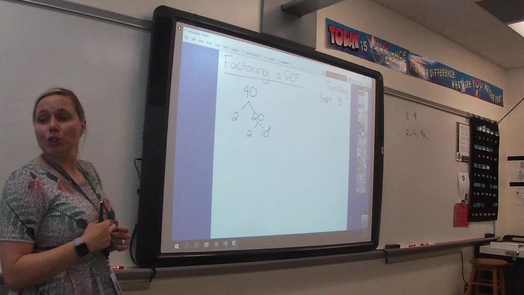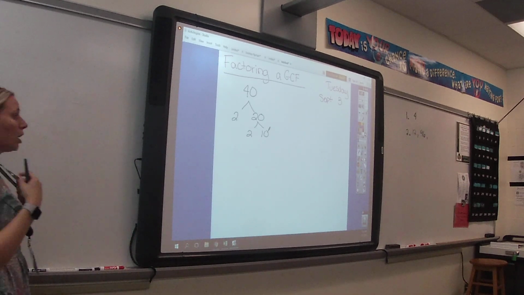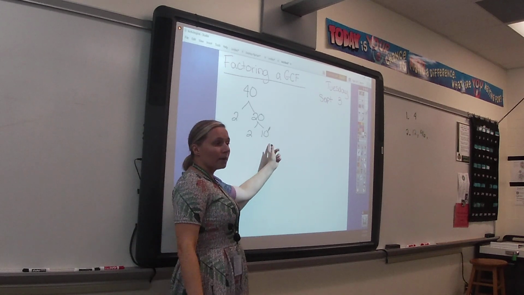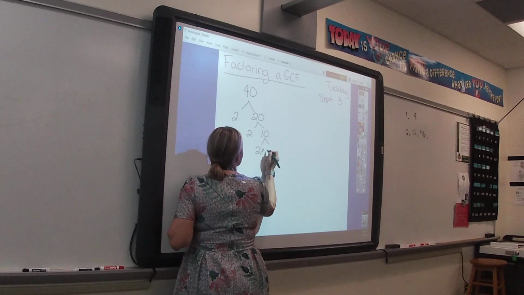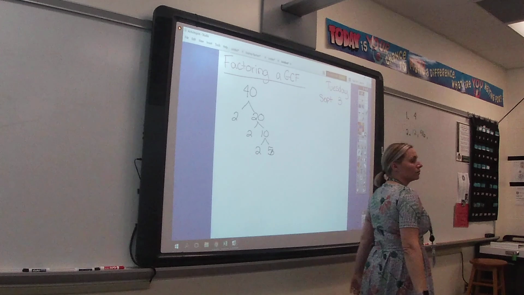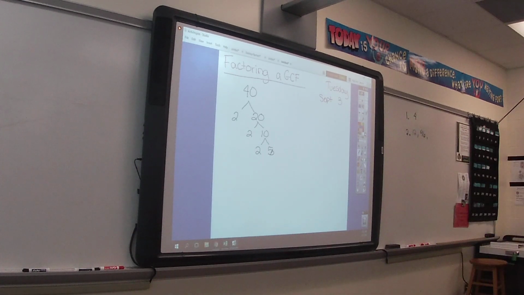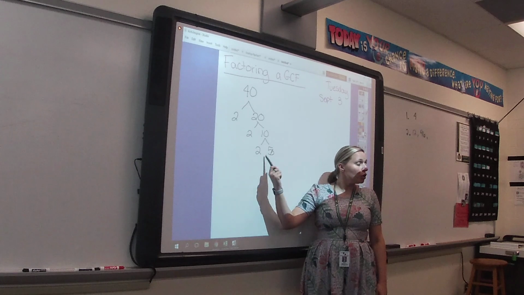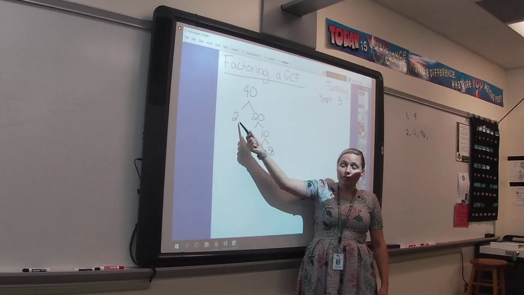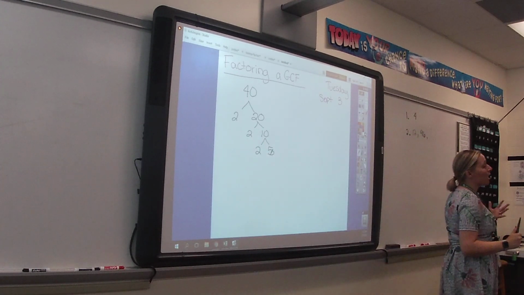We already said that 2 is prime. So now we're going to go on to 10. Can we split 10 up? 2 and 5. Don't they have to be even? Nope. Okay, so 5 can't be divided by anything other than 1 in itself. 2 can't be divided by anything but 1 in itself. So we can't split this up any further.